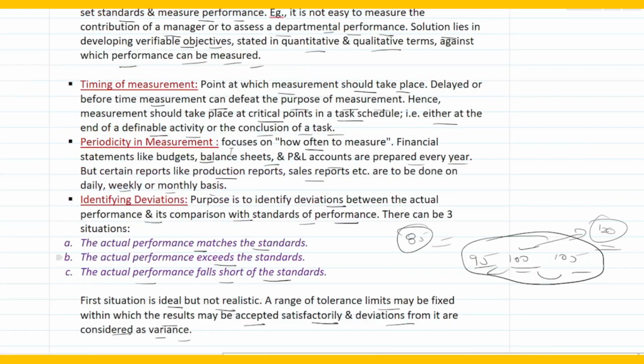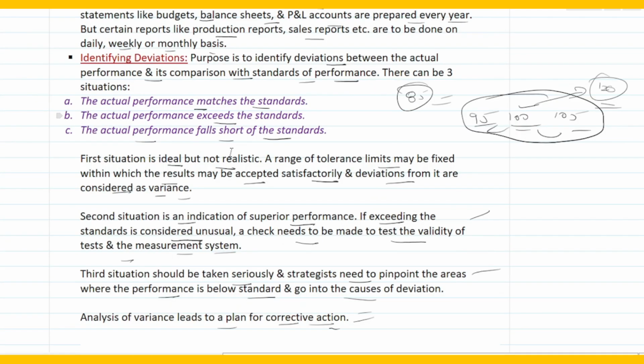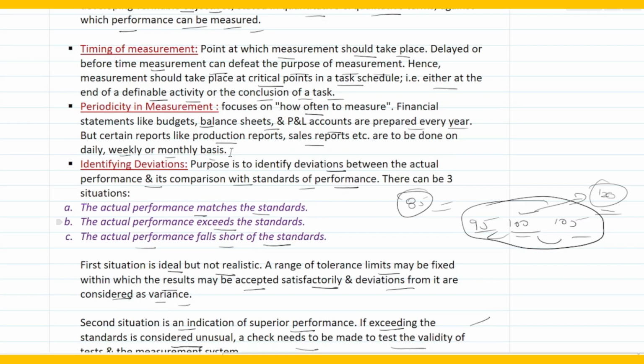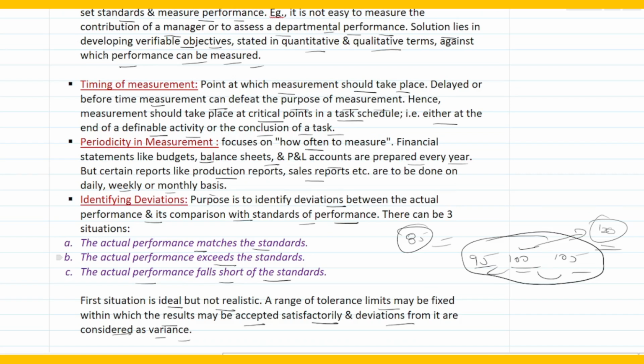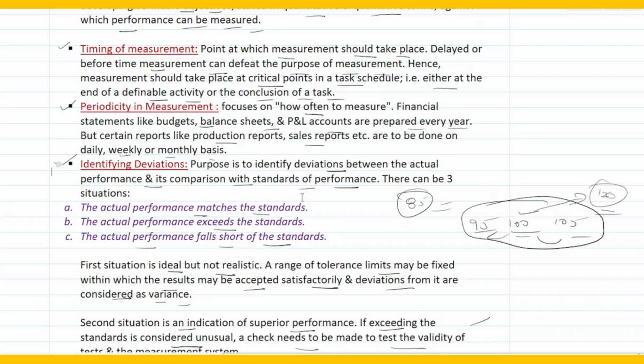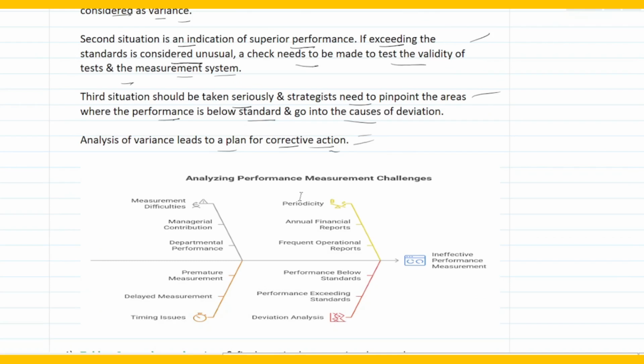Fine. So this is what we talk about as difficulties in measurement. Now, difficulties in measurement can be categorized into three parts. One is timing of measurement, then you talk about periodicity in measurement and identifying deviations. When I talk about timing of the measurement, you should know exactly when to measure. So ideally that should be at the end of the task. If I'm talking about periodicity in measurement, then how often it should be measured. Please remember the various statements that are prepared. And when I talk about identifying deviations, then I talk about exceeding standards, below standards, or exactly matching the standards, right? So these three points would cover the measurement part.